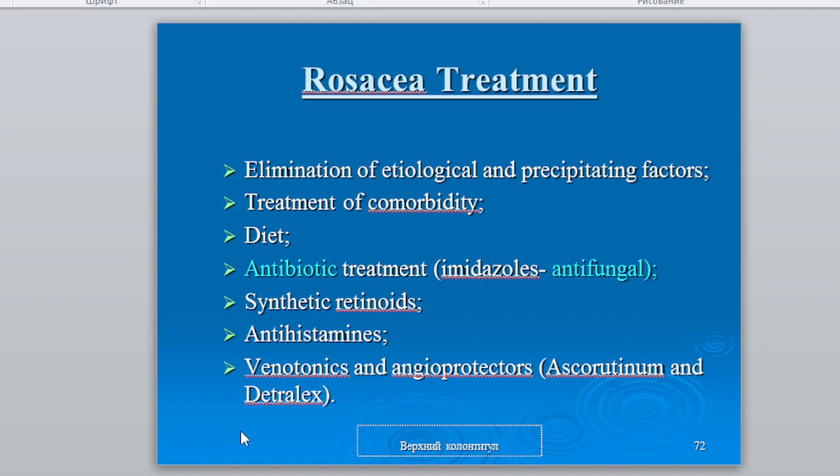Next, rosacea treatment. Elimination of etiological and precipitating factors, treatment of comorbidity. Diet. Antibiotic treatment, imidazole antifungals, synthetic retinoids, antihistamines, venotonics and angioprotectors, ascorutin and detralex.